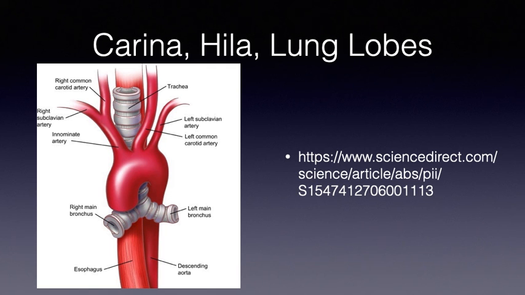The carina and the aorta are right by each other. The ascending aorta is pretty much right in front of the carina, that is anterior to the carina. Then after the arch, the descending aorta is no longer in front. It's to the side and a little behind the carina. That is, it's posterolateral to the carina.